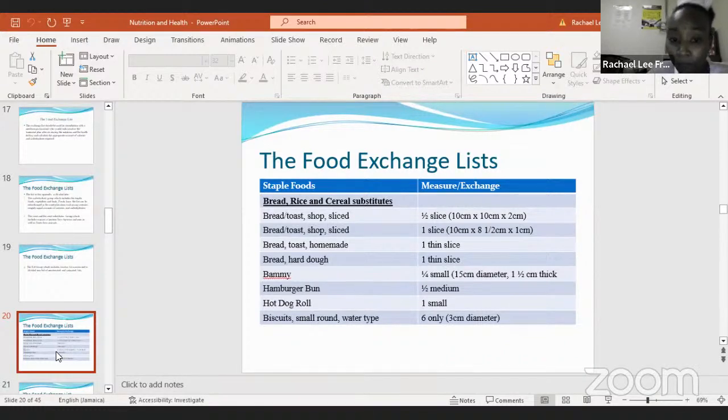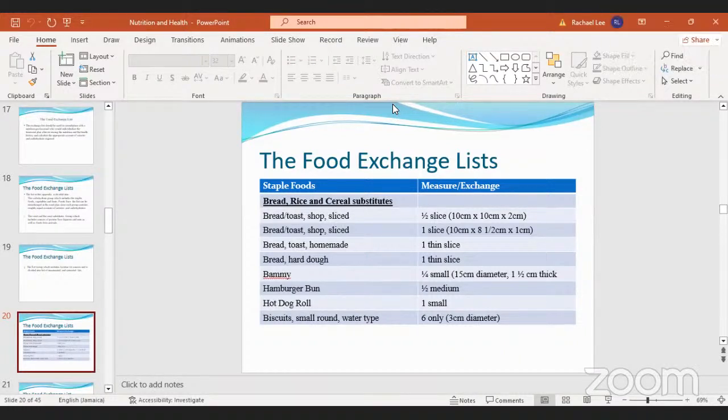They're telling you now, if you have the homemade toast bread, you can actually have a thin slice, and same for the hard-dough bread, a thin slice. As you know, some persons have this fat chunk of bread, and for persons who are diabetics, the white bread has a lot of carbohydrates to it, which is why we encourage the whole wheat bread, which has a reduction in the amount of carbohydrates. Now your bami, it is telling you that you have a quarter size, which is basically 15 centimeters in diameter, because it is circular, or you can have 1.5 centimeter thick.